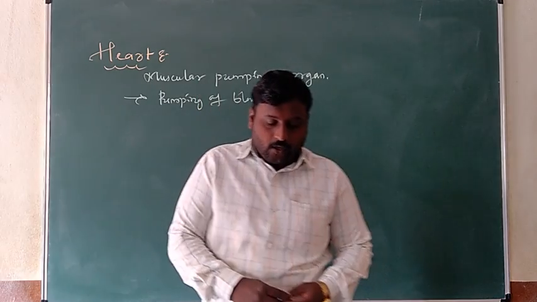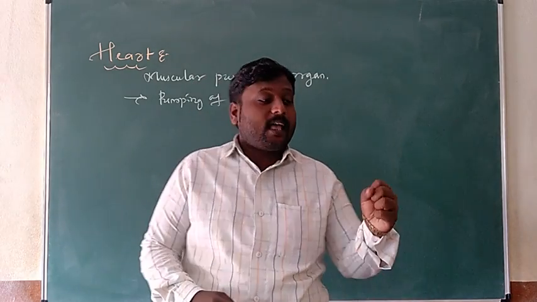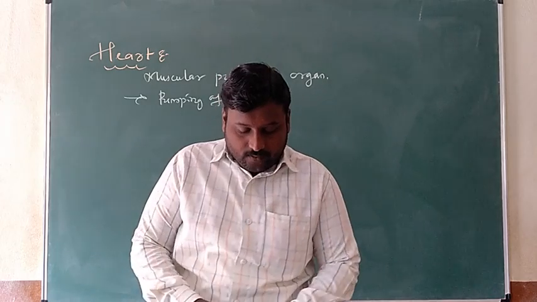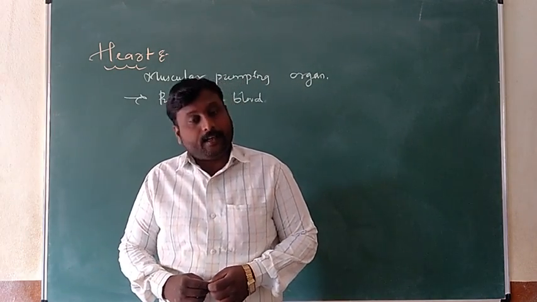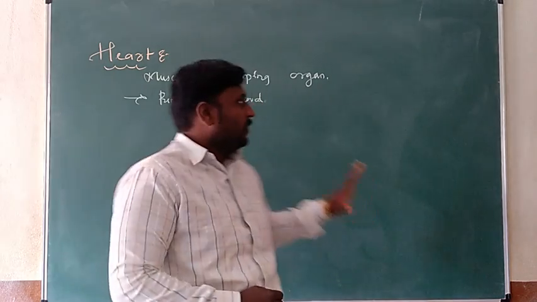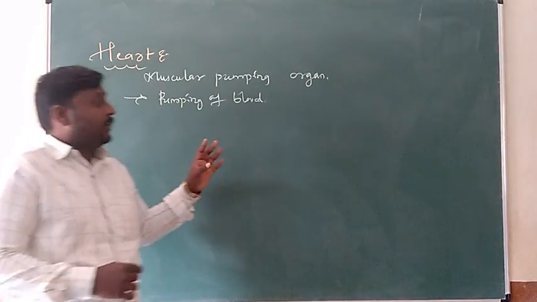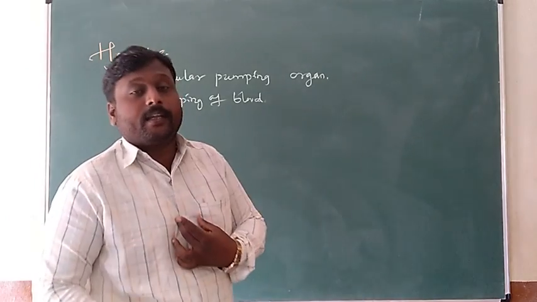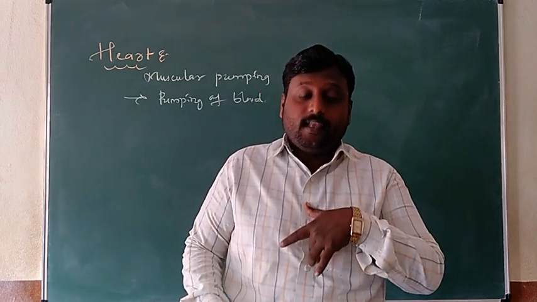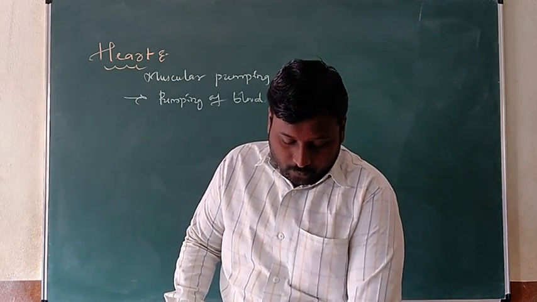It is a muscular organ whose size is as big as our fist. It is situated in between the lungs, slightly tilted towards the left. So the size of the heart is about our fist, and it is situated tilted at the left side of our body.